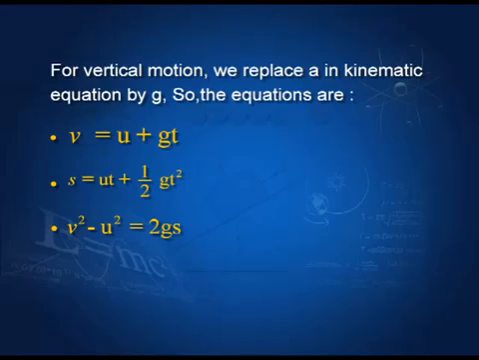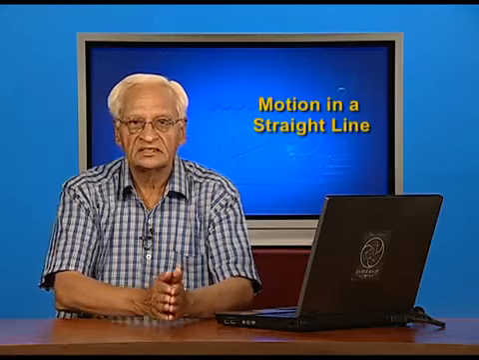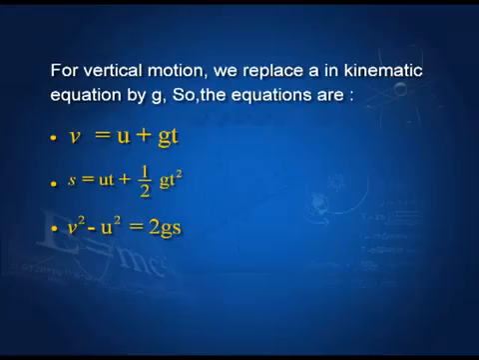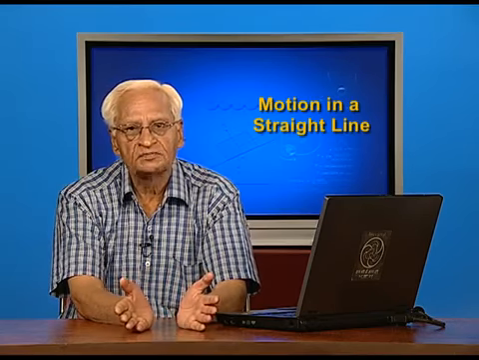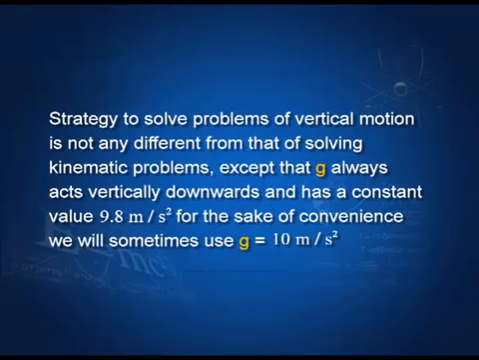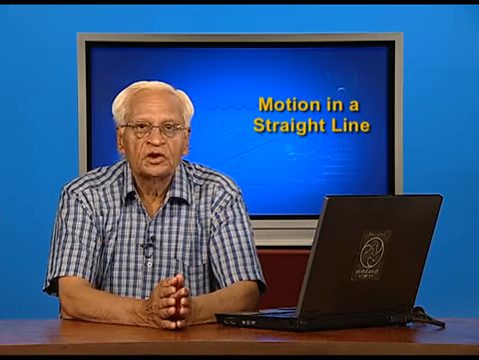All that we do is to replace a by g, the acceleration due to gravity, and we get these equations: v equal to u plus g t, s equal to u t plus half g t square, and v square minus u square is 2 g s. Strategy to solve these problems is the same as we did earlier. The value of g for most places on the earth is 9.8 meters per second square. However, to illustrate the problems here, we take g equal to 10 meters per second square.